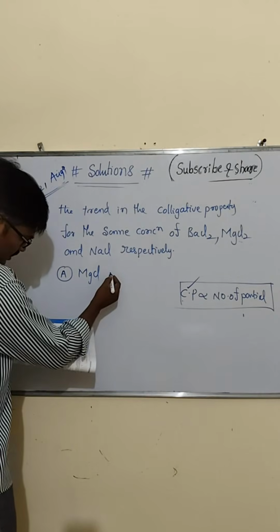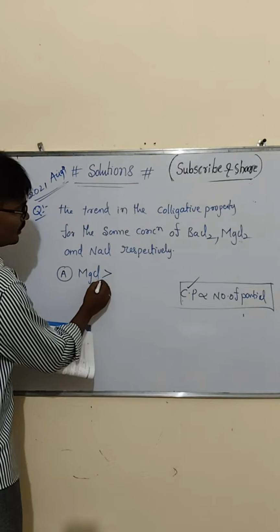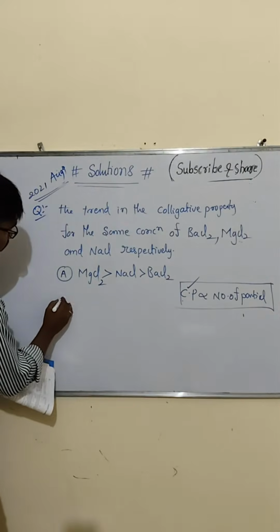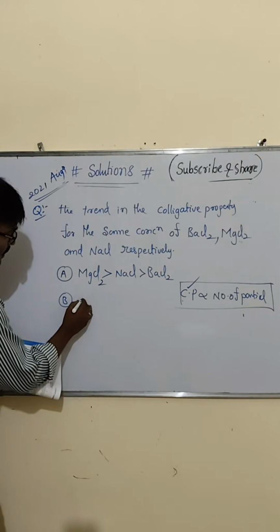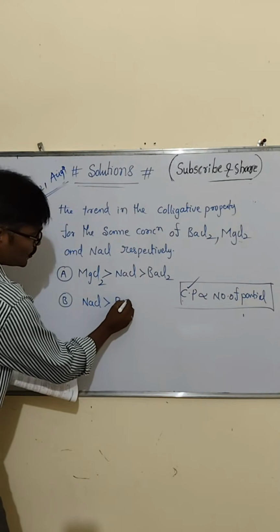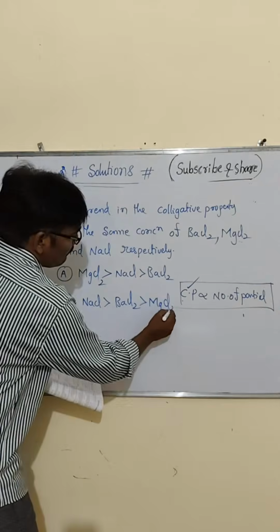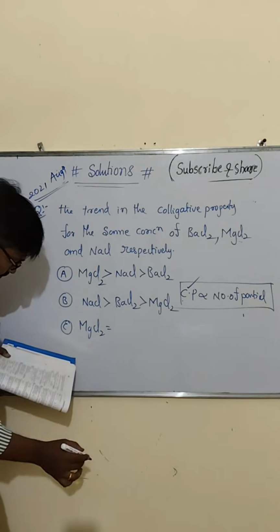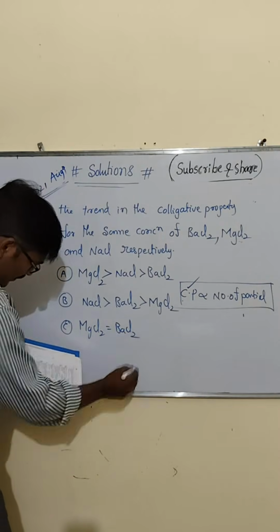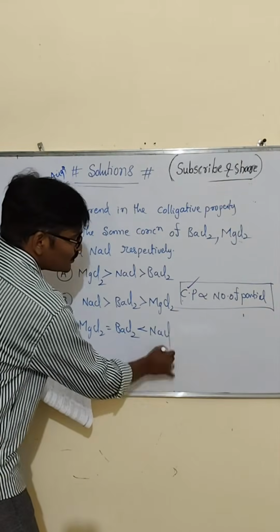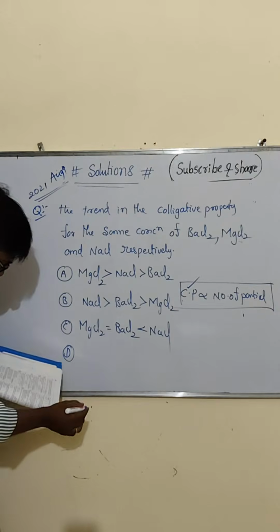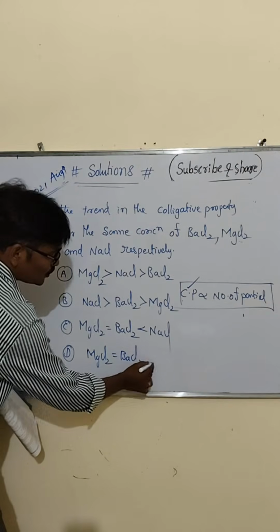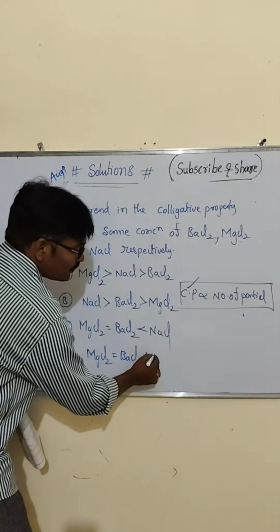MgCl2 is greater than NaCl than BaCl2, like this is mentioned. Then B, NaCl is greater than BaCl2 than MgCl2 is mentioned. Then C, MgCl2 is equal to BaCl2, less than NaCl, like this is mentioned. Then D option is mentioned: MgCl2 is equal to BaCl2, greater than that of NaCl.